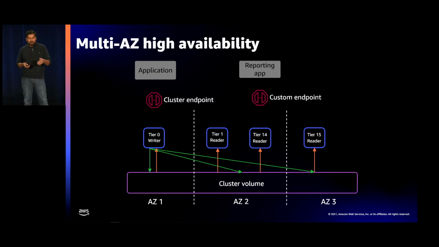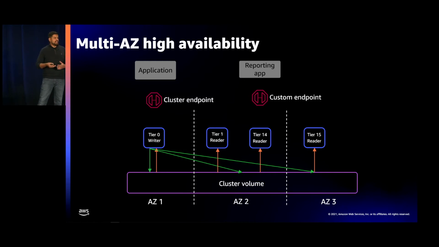Now, you would see on this slide there's a cluster endpoint and custom endpoint. In Aurora clusters, you have 3 different types of endpoints. One is the cluster endpoint, which always points to the writer instance in your Aurora cluster. Then there's a read-only endpoint, which is not represented here, but that covers all the read replicas in your Aurora cluster, and it does round-robin DNS load balancing. Finally, you can create up to 5 custom endpoints.